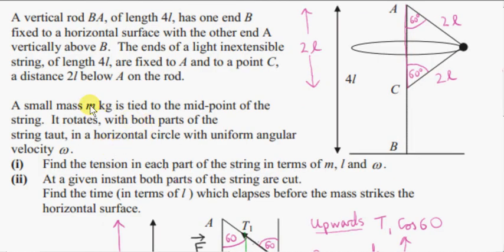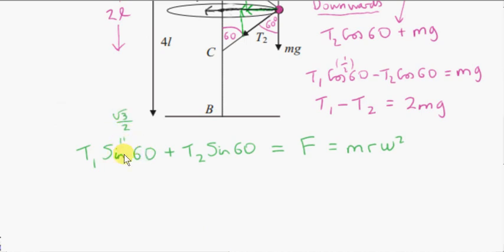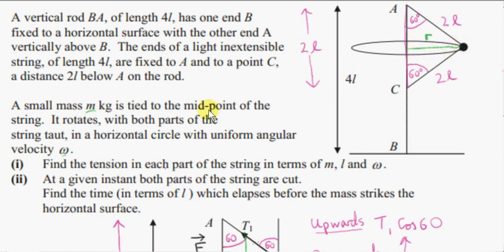So if we check back here, we see that we are not given the mass, we are not given the radius of the circle, we are not given omega. Now the sine of 60 is root 3 over 2. So we can multiply everything by 2 over root 3 to get T1 plus T2 equals 2 over root 3 m r omega squared. Now we are not given the radius, but we want our answer in terms of m, L and omega. We want T in terms of these quantities, not the radius. So we'll have to use some geometry here to get r in terms of L. See, this triangle has sides of length 2L.